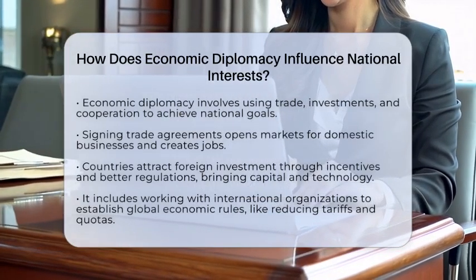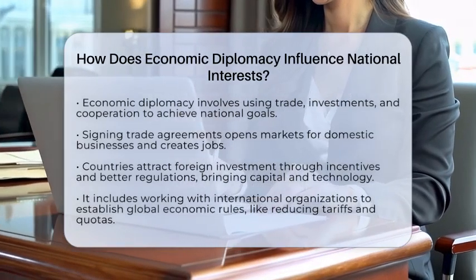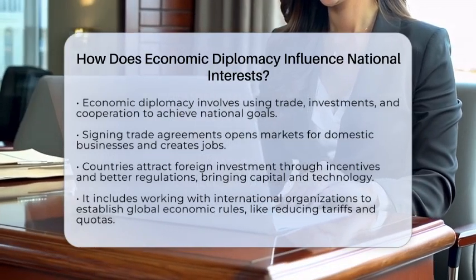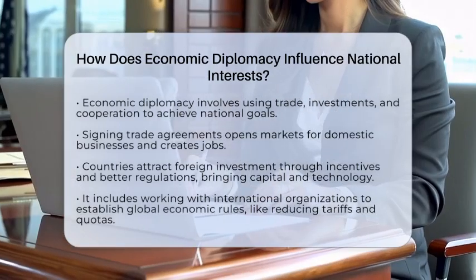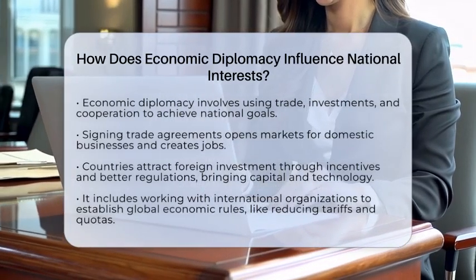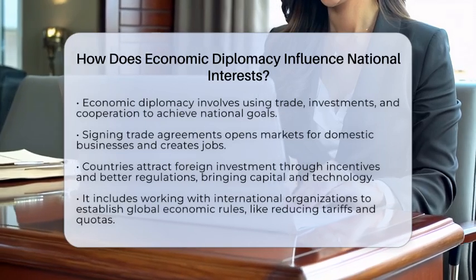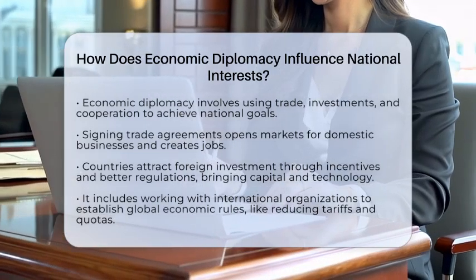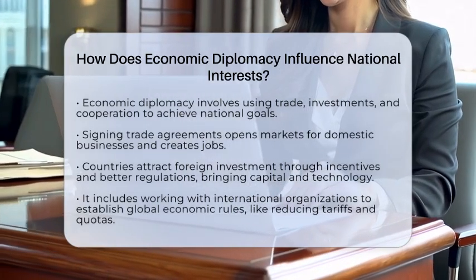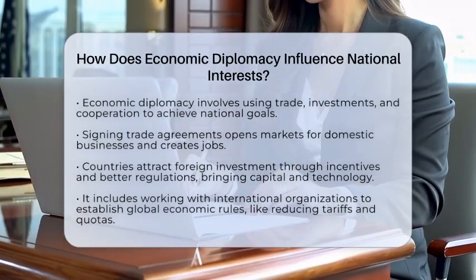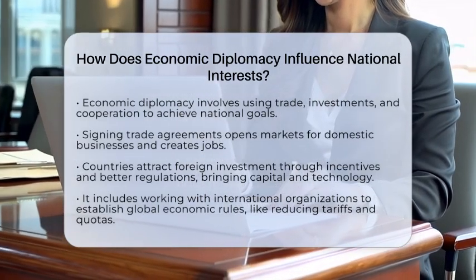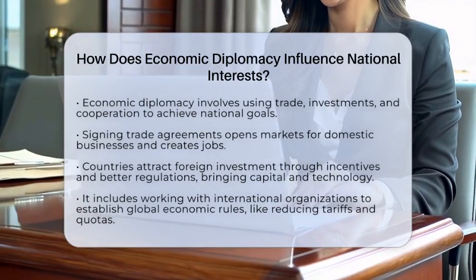When a nation signs trade agreements, it opens markets for its businesses and makes it easier to export goods. This helps local companies grow and creates jobs for people at home. Countries also attract foreign investment by offering incentives or better rules, which brings in capital, technology, and new jobs.